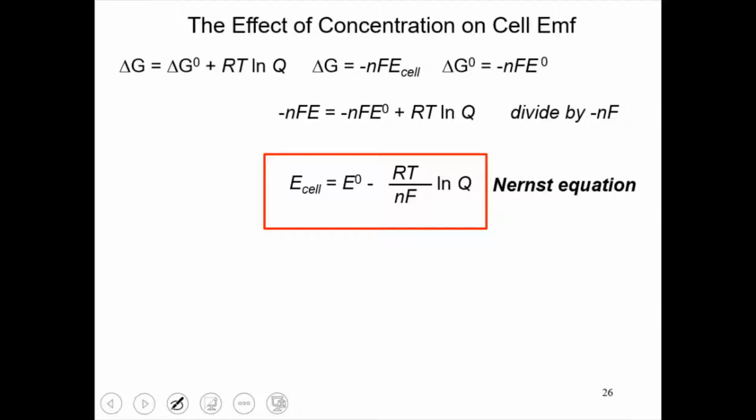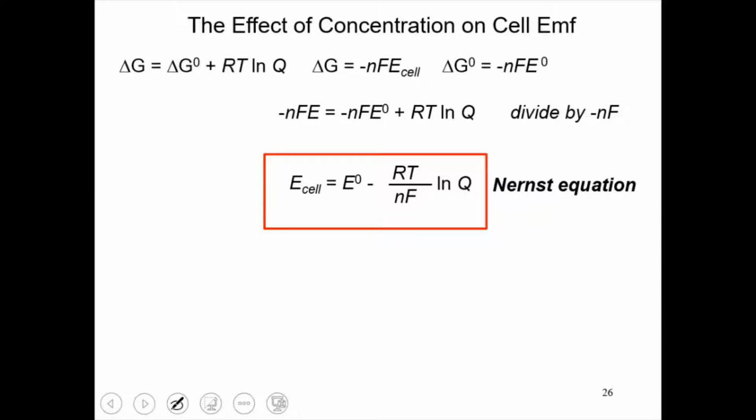Now, R is positive, T is positive, n is positive, F is positive. So what makes the potential be greater than or less than the standard is going to be the value of Q. If the log of Q is positive, then you're going to have a decrease in the standard cell potential. But remember, Q is essentially products over reactants. So in other words, a positive log Q means that you're getting more products than reactants. In other words, the reaction has advanced to the point where you are no longer in standard state, and so you are actually decreasing the voltage. That kind of makes sense.